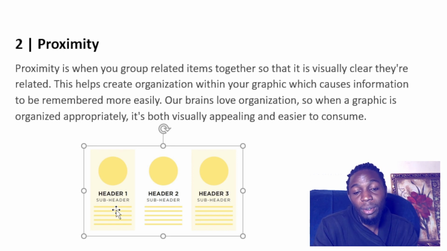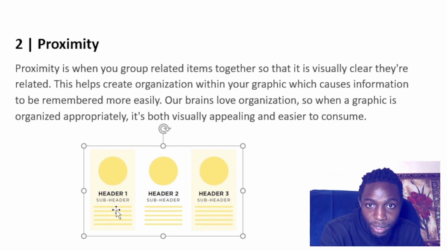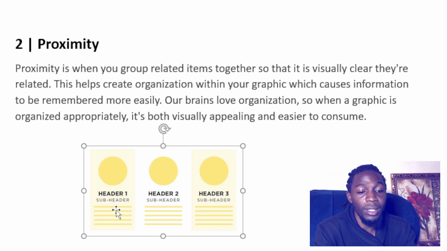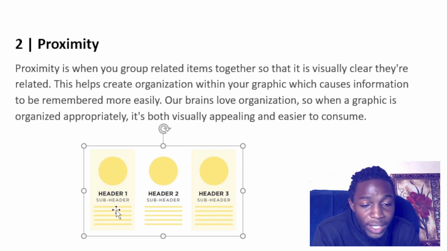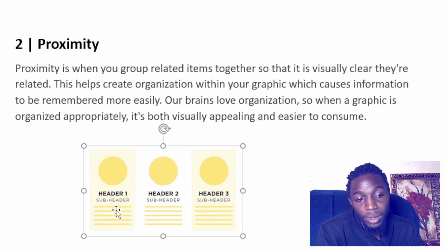Like I was saying, if you are creating a logo and you have icons, you may duplicate those icons just to show that they are related, and then you place one on one end, maybe another on another end. That is to create relationships. So proximity is all about grouping related items together so that it's visually clear they are related.